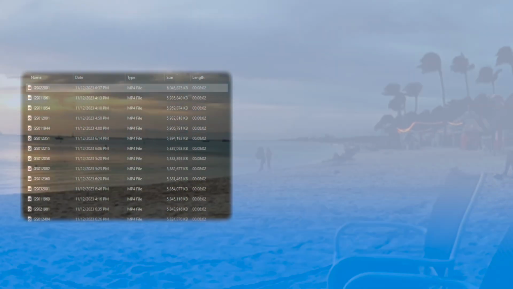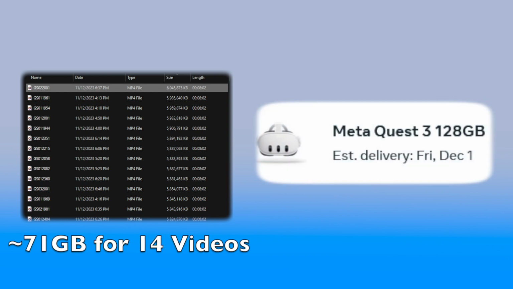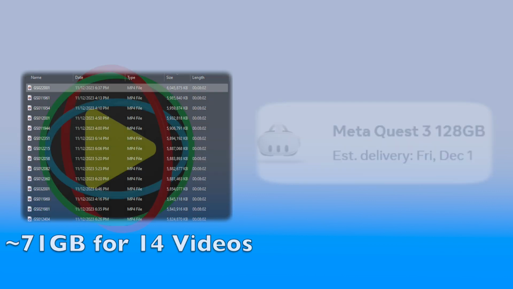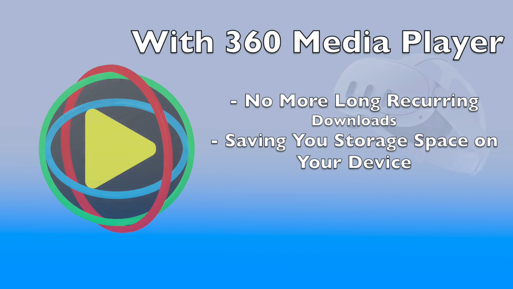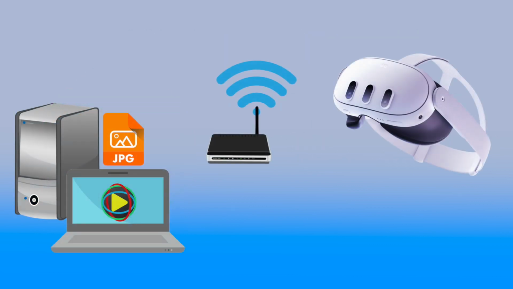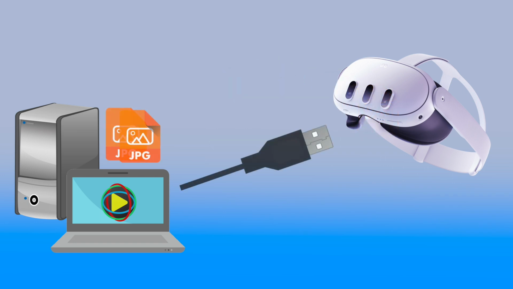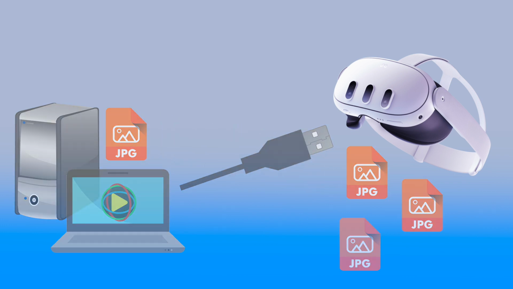This problem is further exacerbated by how large 360 photos and videos can be compared to how small the storage is on base model headsets. The 360 Media Player negates the need to download files by actively streaming them to your device over an encrypted connection. This saves you from all of the potential wait time. And further, it preserves your headset's storage. Instead of duplicating these large files in both spaces, they remain stored only on the personal computer.